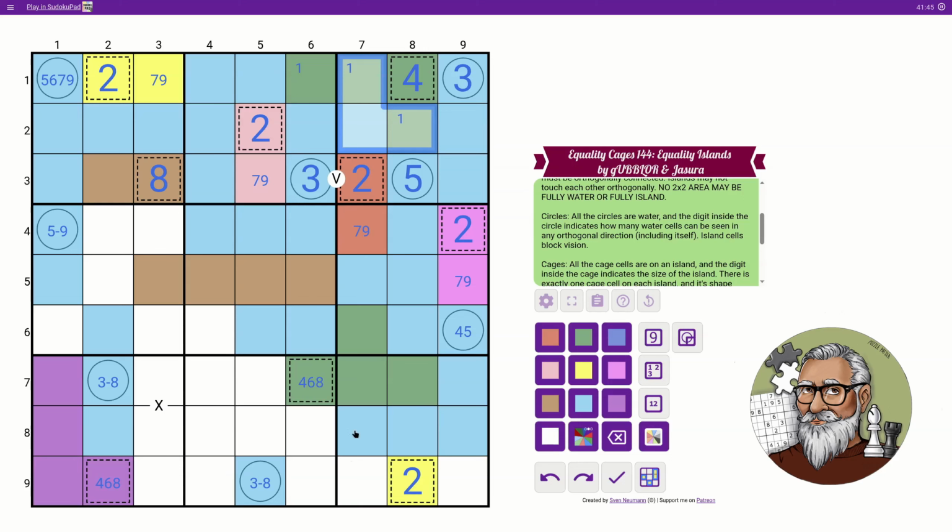Can I continue with the? It's fun jumping between the Nurikabe and equality cages, or equality islands, but a bit too much for me, I think. Right. Where is my best chance of figuring something out?